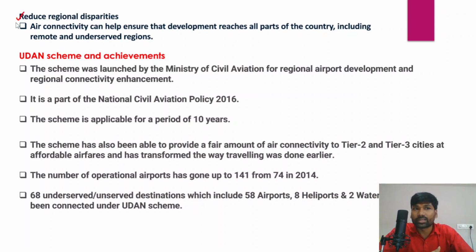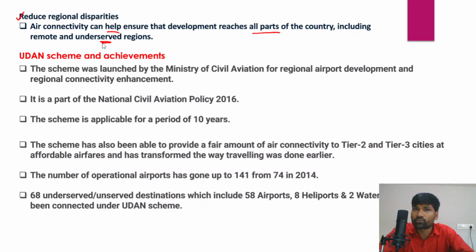Now, what does it mean when it comes to reducing regional disparities? Air connectivity can help ensure development reaches all parts of the country, including remote and even underserved regions, and it makes air travel more and more affordable. It would be more viable. It increases the competition in the aviation sector, and improved connectivity saves time. That also improves ease of doing business in India, right? So connectivity is key for economic growth, development, and inclusive growth. Therefore the overall objective is growth and development of tier 2 and tier 3 cities through improving connectivity.